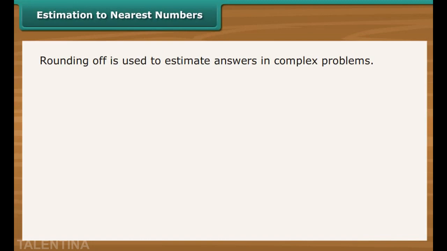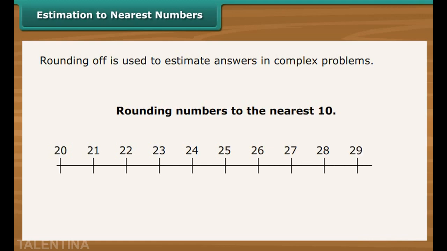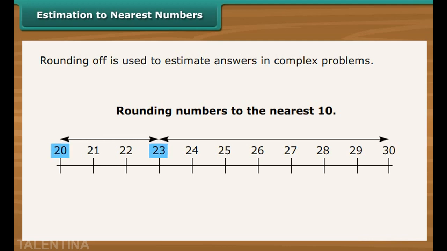Estimation to nearest numbers. As we come across large numbers, performing calculations on them becomes complex. To avoid the complexity, estimation or rounding off is used. For example, in a school with 496 students, you can say that there are approximately 500 students in this school. Rounding numbers to the nearest 10 means finding which 10 they are nearest to. For example, 23 rounded to the nearest 10 is 20.